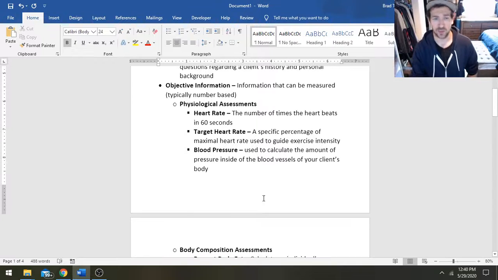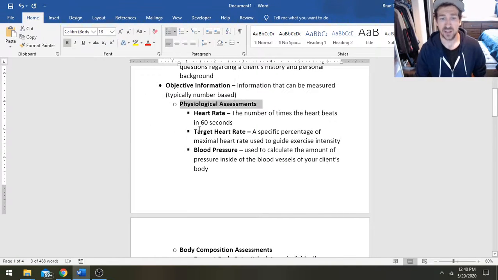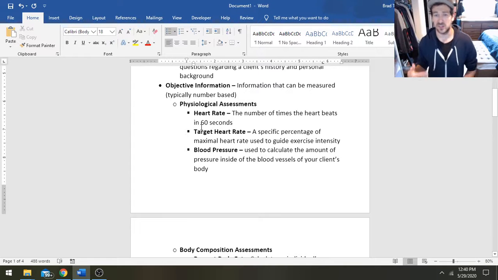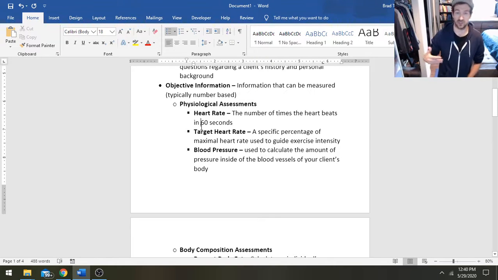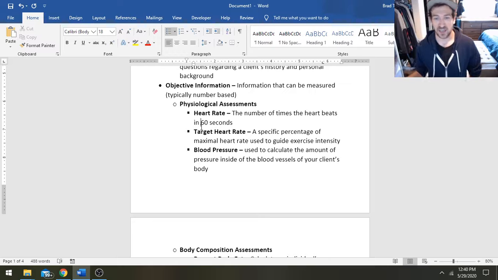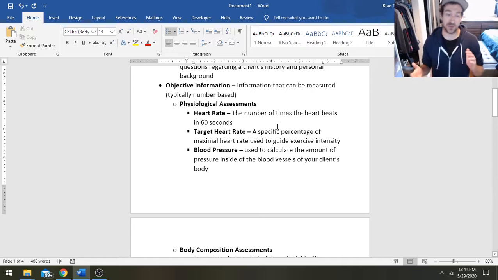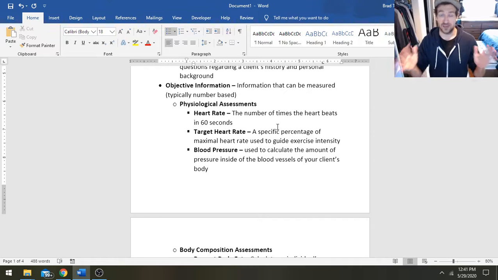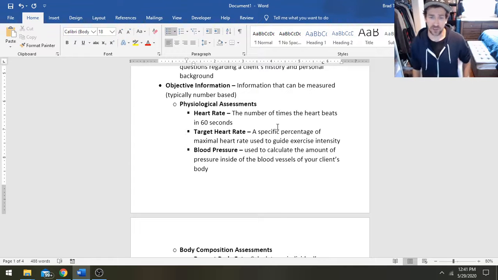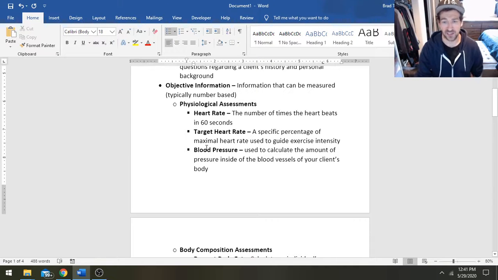So the first category we're going to look at in terms of objective information is our physiologic assessments. These are things like your heart rate, right, which is the number of times your heart beats in 60 seconds. Then we also have our target heart rate, which is your goal of how many times you want the heart to beat in 60 seconds. So if I wanted somebody to be between 130 and 140, that's a very specific target heart rate. We also have blood pressure, which is a physiologic assessment.